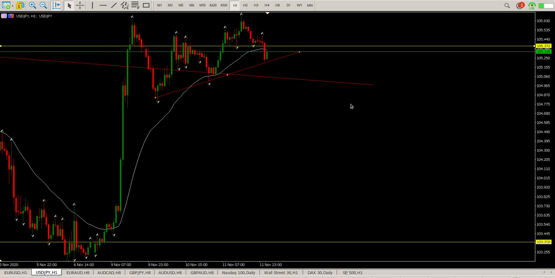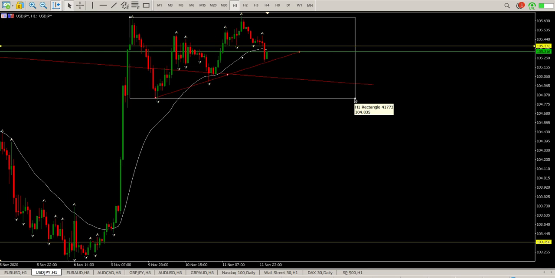Then we've got this diagonal trend line here, which you probably find supports on. And ultimately, you probably find you're going to go sideways. So I think for me, I'm going to leave that pair alone. I think the Euro USD offers a little bit better of an opportunity.